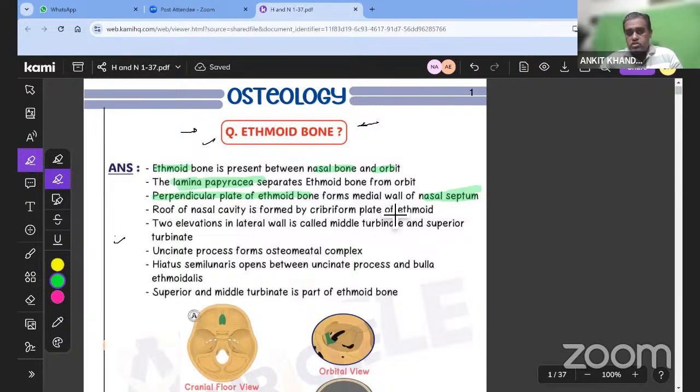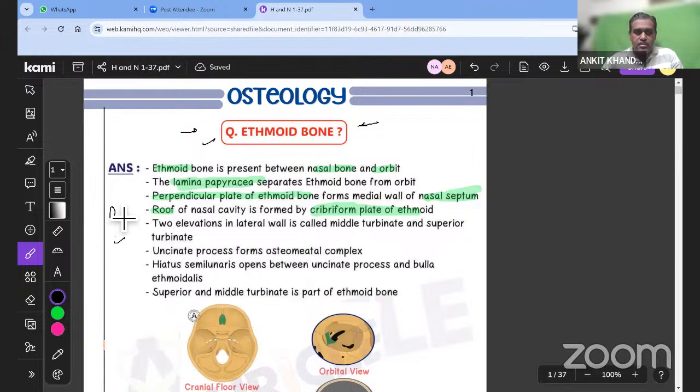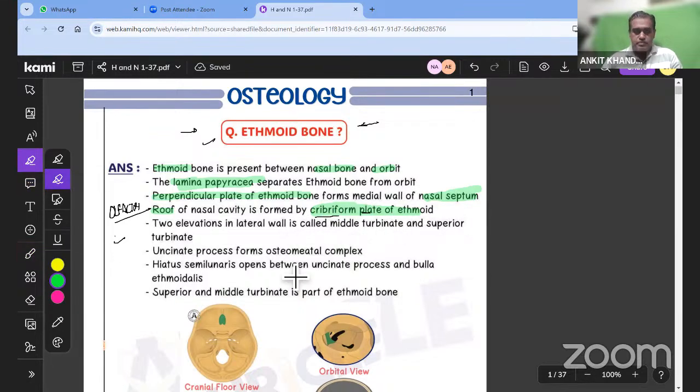Okay. Then you must also have heard of the cribriform plate of the ethmoid. What do we mean by cribriform? It is sieve-like. Sieve means having small holes inside. That forms the roof. If I ask you to name a cranial nerve which passes through this cribriform plate of ethmoid, it is our first cranial nerve, the olfactory nerve. So basically, the olfactory nerve, the nerve of smell, whose nerve roots pass through this cribriform plate of ethmoid. Remember, that is a frequently asked question.